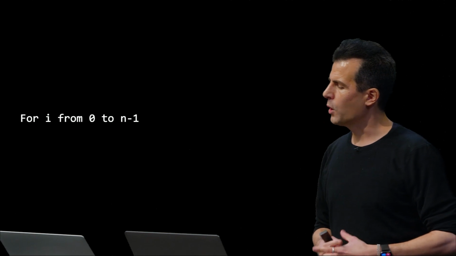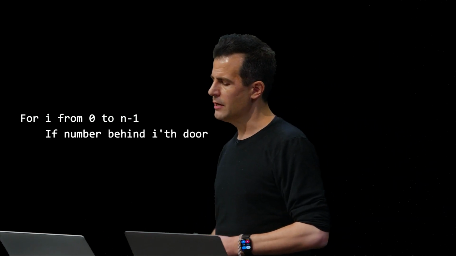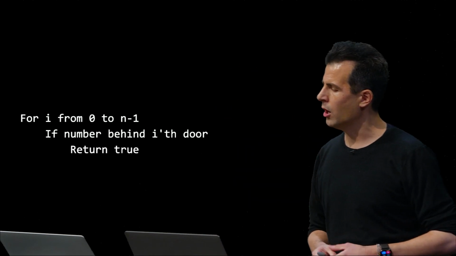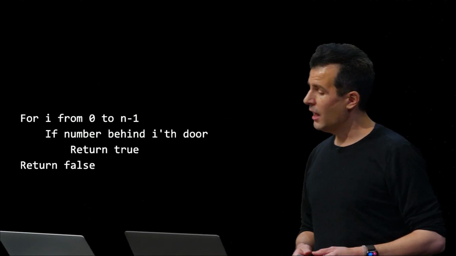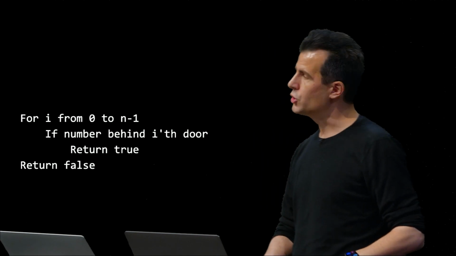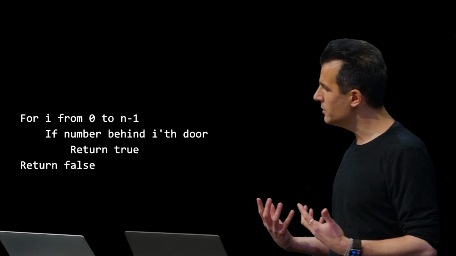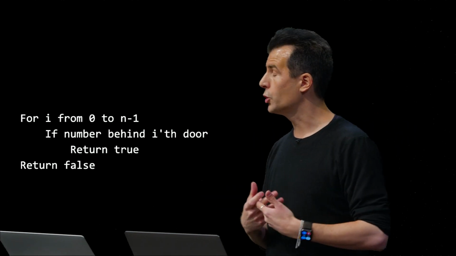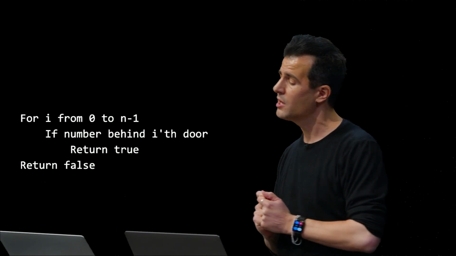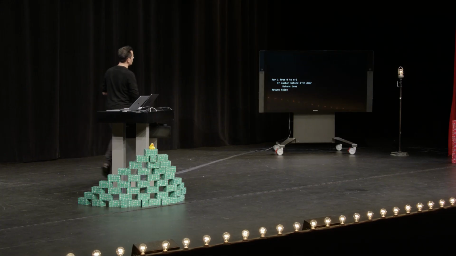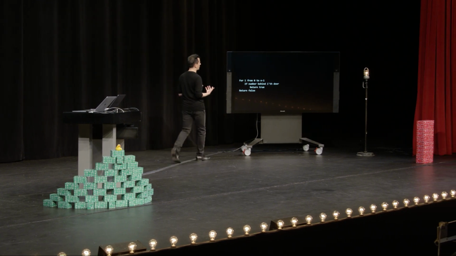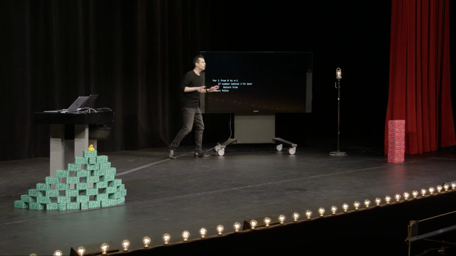So with linear search, I would propose that we could implement it in pseudocode first, like this. For i from 0 to n minus 1: if the number is behind the ith door, return true. Otherwise, at the very end, return false. So it's a relatively simple translation into pseudocode, much like we did with the phone book some time ago. And why, though, these values? Because I'm now starting to express myself a little more like C, even though it's still pseudocode.